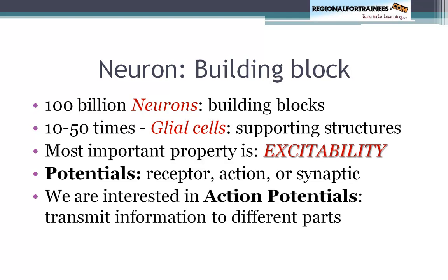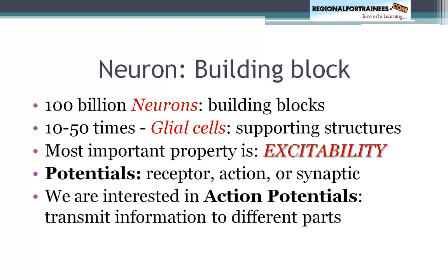So what we are trying to focus upon in this podcast is the basic building blocks of the central nervous system, which are the neurons. And from a physiological and anatomical estimate, there are about 100 billion neurons in the nervous system in a human body. But the glial cells, which are the supporting structures for these neurons, far outnumber the number of neurons, approximately being about 10 to 50 times that number.